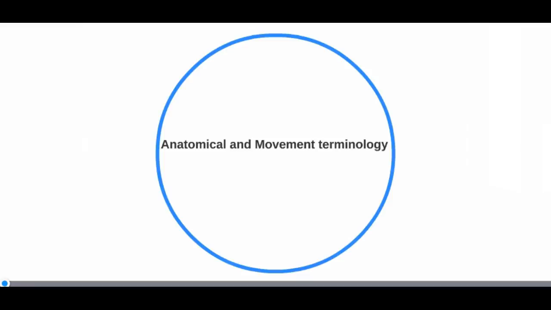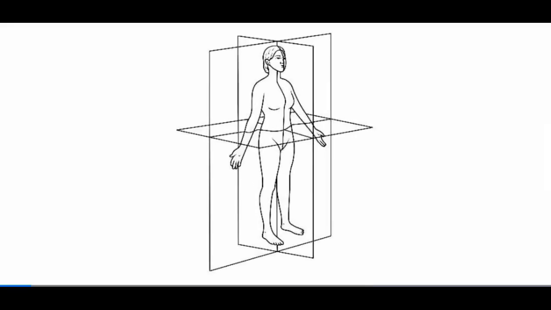Anatomical and movement terminology. Planes through the human body can help exercise specialists describe a number of movement patterns. The human body can be divided into 3 planes of movement.